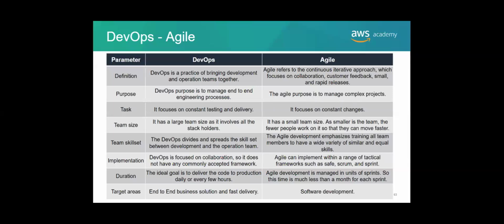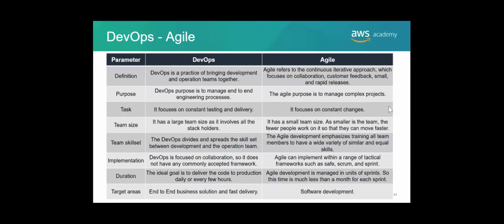Because Agile technology, as the name itself says, Agile means faster. I want to move faster. I want to only take the complex ones. DevOps focuses on constant testing and delivery. Agile focuses on constant changes only. DevOps has a large team size as it involves all the stakeholders. But Agile has a small team size.